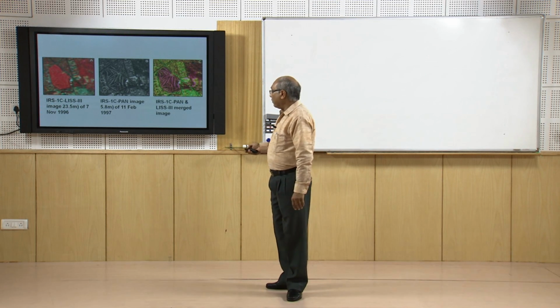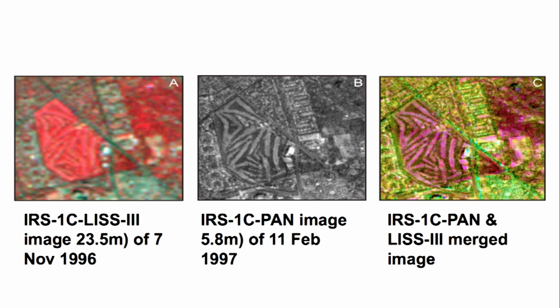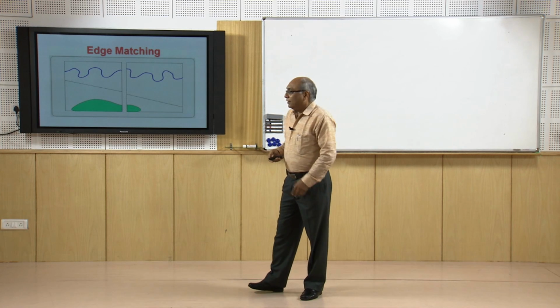These are the zoomed parts: this is the colored input image, this is the black and white pan image but with high spatial resolution, and this is the output. As you can see, this is the Delhi golf course. Here the vegetation details are there, here the spatial details are there, and both have been merged. There are slight changes in the colors, which can be adjusted as well.